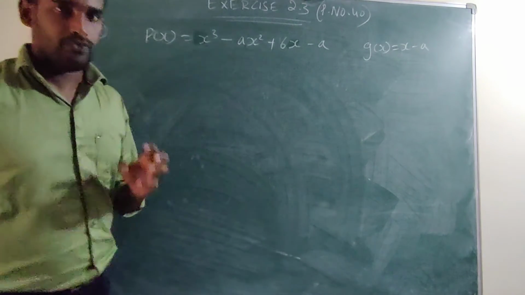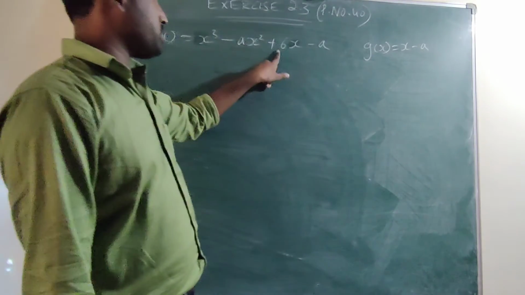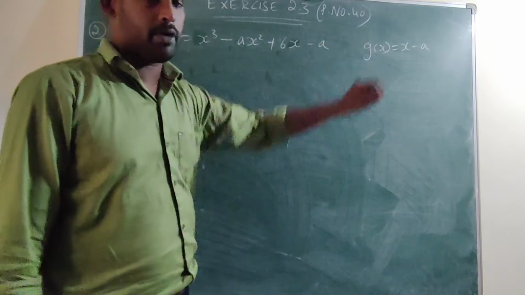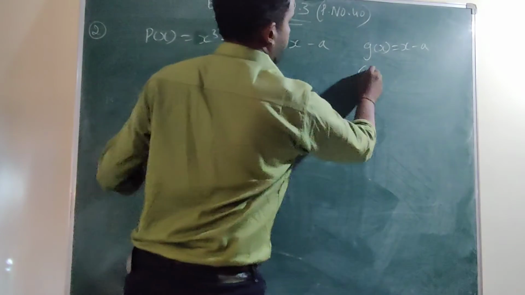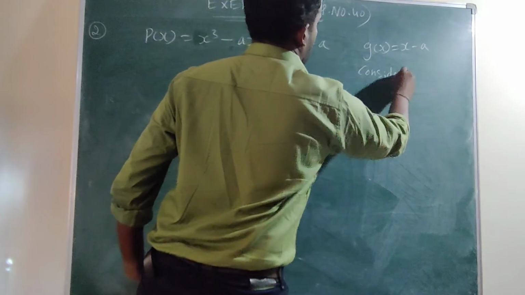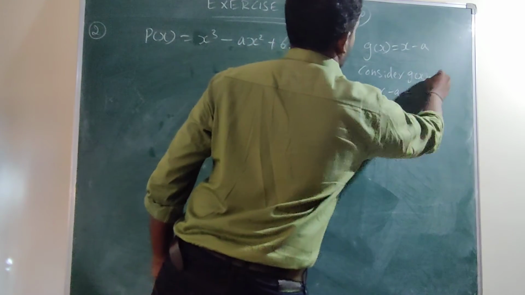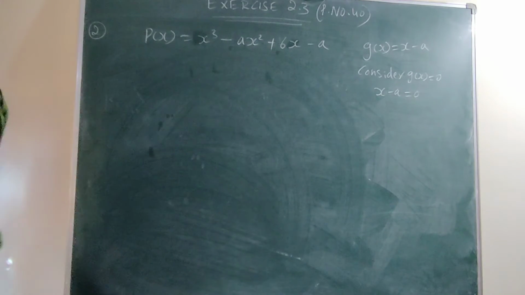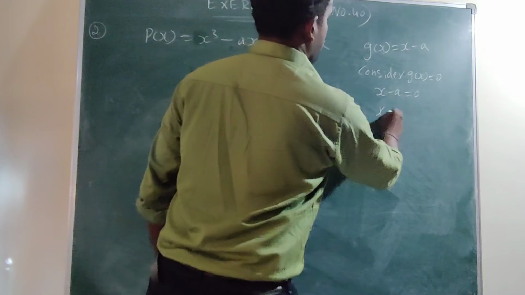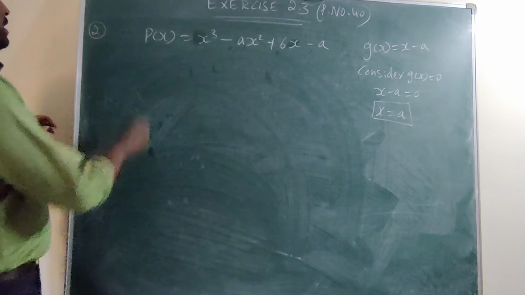Okay. Second line, find the remainder when x cube minus a x square plus 6x minus a is divided by x minus a. Here, first step, consider x minus a is equal to 0, or g of x is equal to 0. G of x is equal to 0 means x minus a is equal to 0. X minus a on transposing becomes plus a. Instead of x we have to replace a.